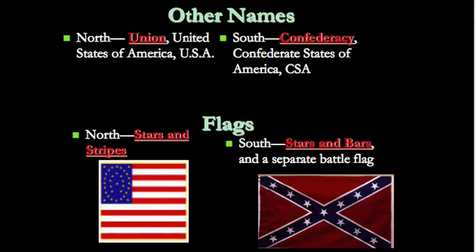Stars and Bars is the flag to the right. It is the southern flag, most known as the flag of the Confederacy. And you'll see 13 stars on that flag: 11 stars for each of the states that did secede, and 2 stars for 2 states that they hoped would secede, Kentucky and Missouri.